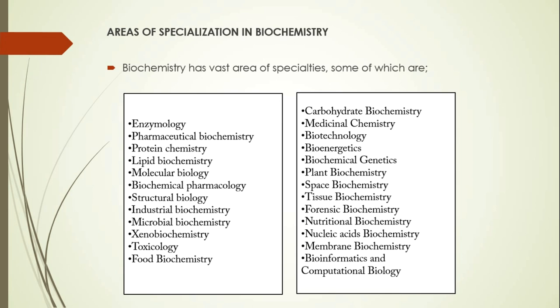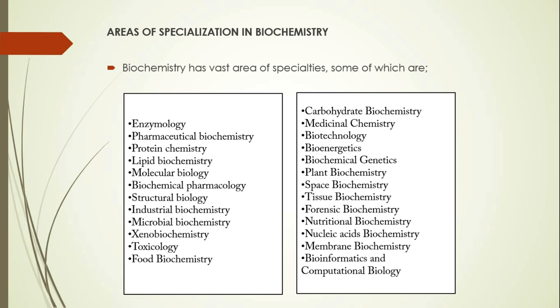Now, for the sake of this class, we have a few areas of specialization in biochemistry. We have areas of specialization like enzymology, pharmaceutical biochemistry, protein chemistry, nutritional biochemistry, tissue biochemistry, space biochemistry, bioinformatics and computational biology, and so on and so forth.